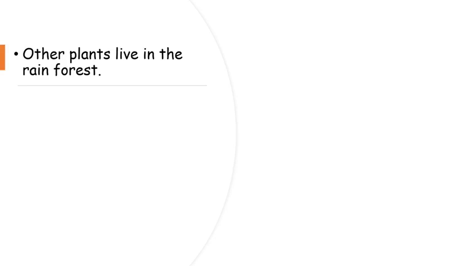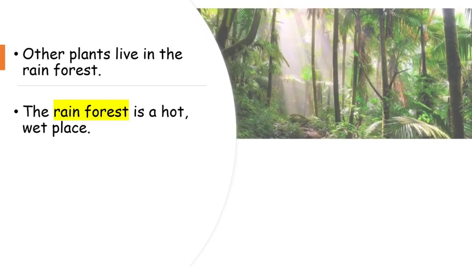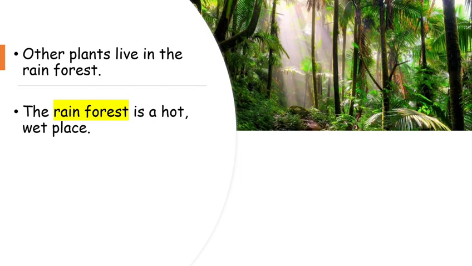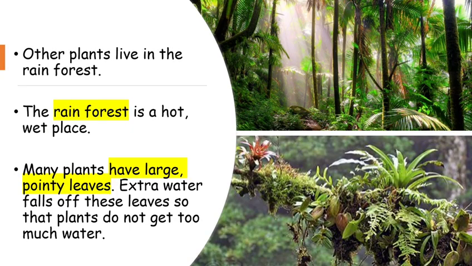Other plants live in the rainforest. What do we mean by rainforest? The rainforest is a hot, wet place, as you can see in the picture. Many plants have large pointy leaves. Extra water falls off these leaves so that plants do not get too much water.